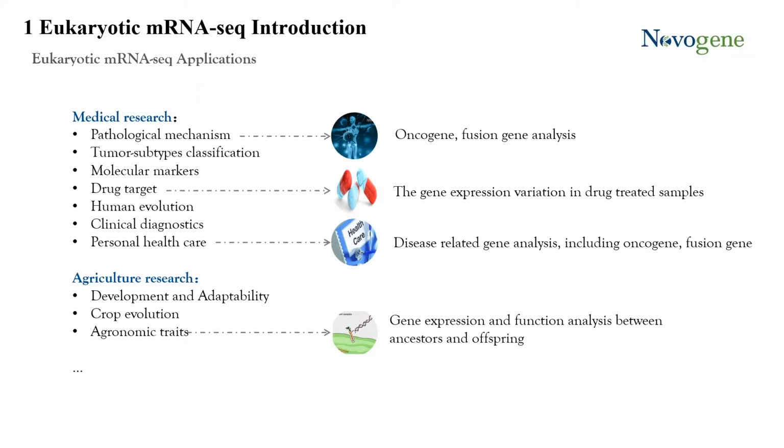It's applicable in the agriculture research field, such as development and adaptability studies, crop evolution studies, and agronomic trait studies. With our BI analysis package, we can look at the gene expression and functional analysis between ancestors and offspring. We offer several different BI analysis packages, the standard and the quantification. Please do reach out to us if you have any custom analysis that you're interested in. We evaluate projects case by case, and we aim to meet your project needs.